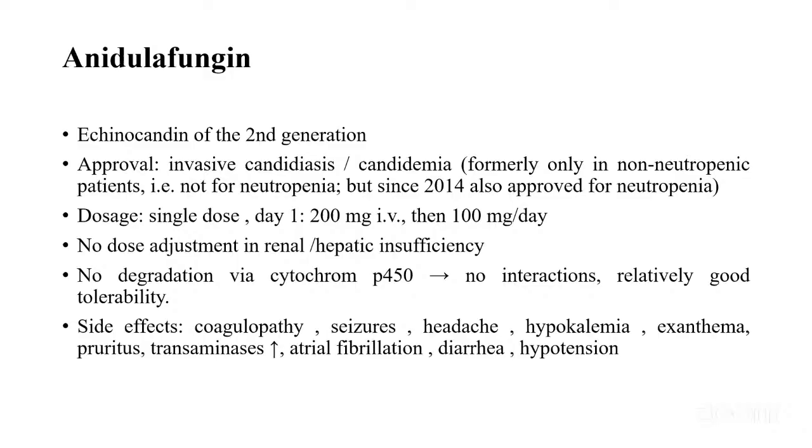Anidulafungin is a second generation echinocandin approved in invasive candidiasis and candidemia, and dose is first day 200 mg and then 100 mg per day. No dose adjustment in renal and hepatic insufficiency. Side effects: coagulopathy, seizures, headache, hypokalemia, pruritus, transaminitis, atrial fibrillation, diarrhea, hypotension.